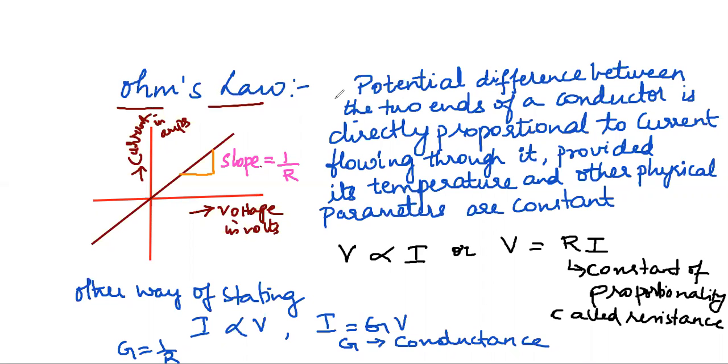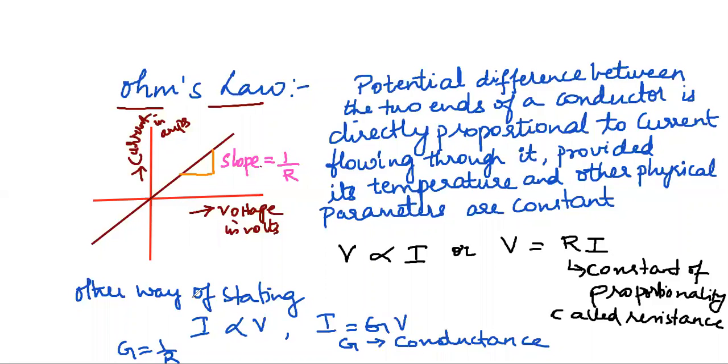Ohm's law states that potential difference between the two ends of a conductor is directly proportional to the current flowing through it, provided its temperature and other physical parameters are constant. So mathematically, it can be represented as V is proportional to I, or removing the proportionality, we have V is equal to R into I, where R is the constant of proportionality called resistance.